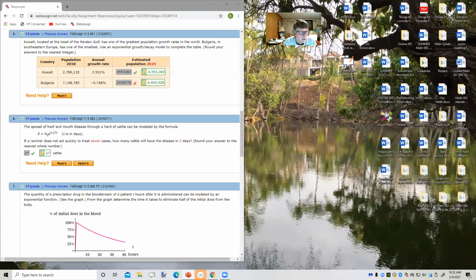Okay, we're just going to do the second part, Bulgaria. So we've got the population of Bulgaria in 2010. We've got the annual growth rate. Notice it's negative, so it's decreasing. And then it says the estimated population in 2024. So that's 14 years later. Okay, so now let's go back to this screen.